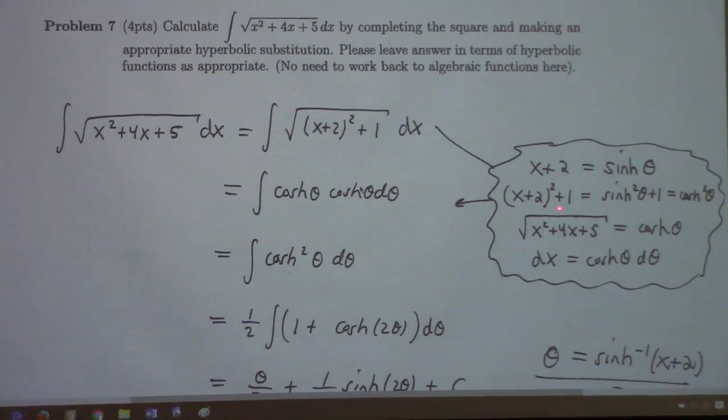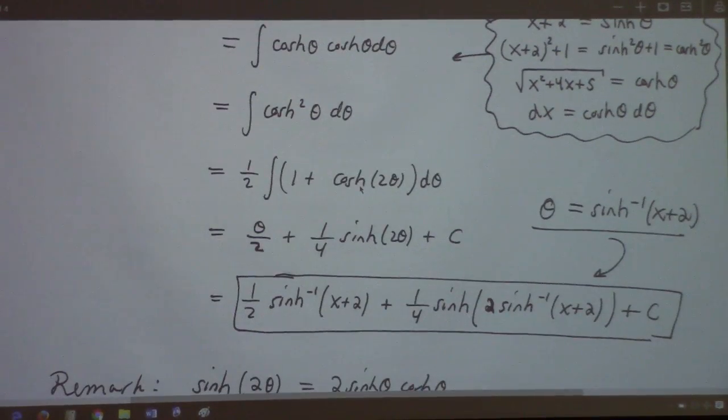So x plus 2 squared plus 1 gives you cosh squared. So this square root is just a cosh theta. dx is cosh theta d theta. I get the integral of cosh squared. But cosh squared can be rewritten as 1/2 times 1 plus cosh 2 theta, as we discussed. And so that integrates to what's down there. And there's your answer in terms of inverse hyperbolic sine.